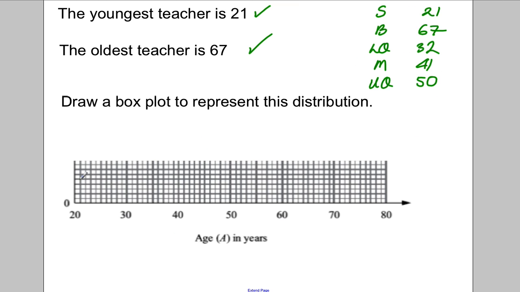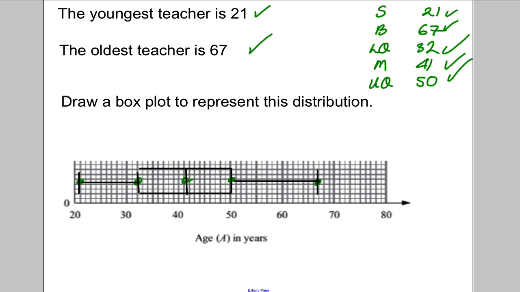The smallest is 21, so 21's here. The biggest is 67, so 61, 2, 3, 4, 5, 6, 7, about there. The lower quartile is 32, so 30, 1, 2, there. The median's 41, 40 is here, and 1 would be here. And the upper quartile is 50, and there we go. And then, of course, we just draw the thing that we're used to, so just like that. And then we draw our box.